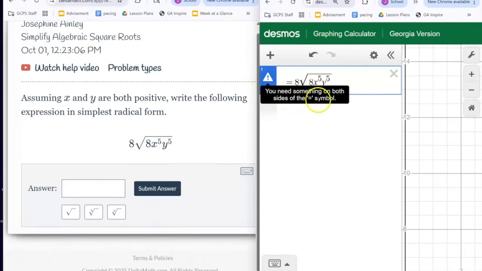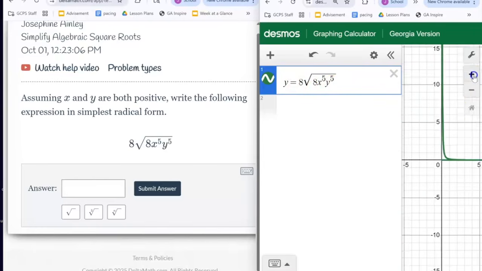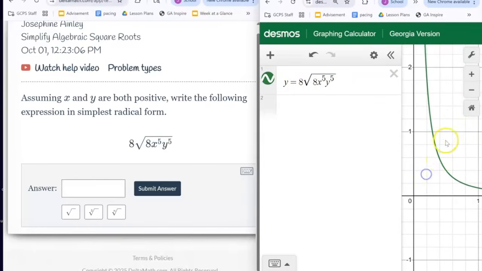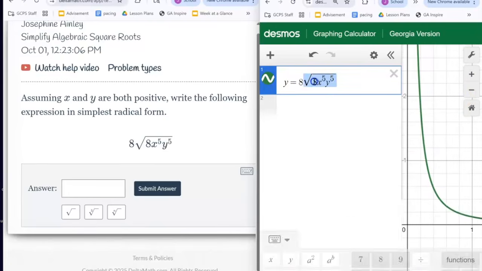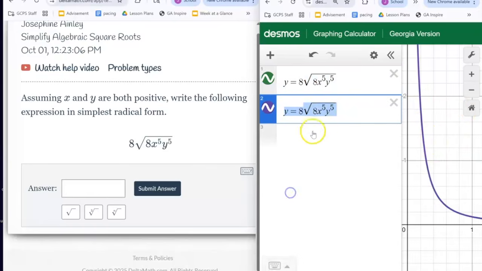You need something on both sides. Okay, so usually we put a y. So I just need a y equals and then your equation. And what we're doing is matching this shape the entire time. Okay, so this is what we're trying to get to match. If I do this correctly, Control C, Control V, it's going to match every time. So all my work gets done here. As soon as I see my mistake, I stop and correct it.